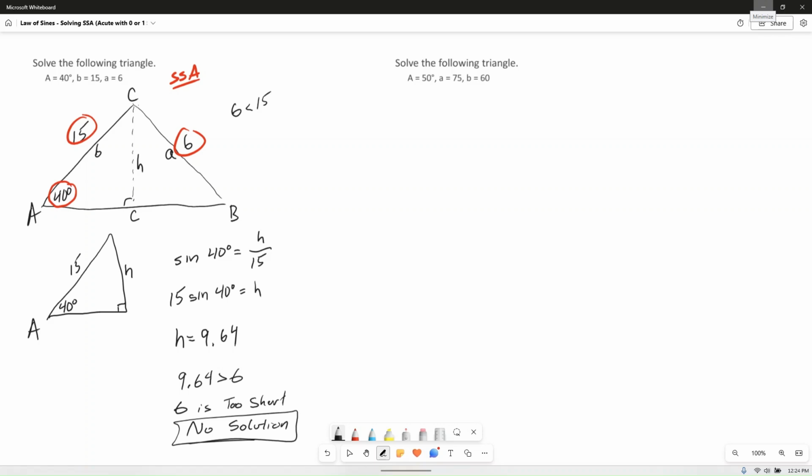All right. Let's look at a second triangle. This time we have angle A again. We'll say angle A is 50 degrees. Side A is 75, and side B is 60.